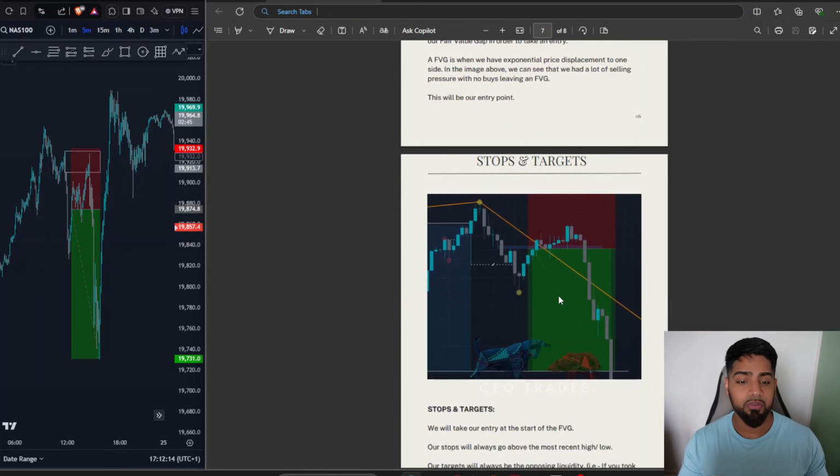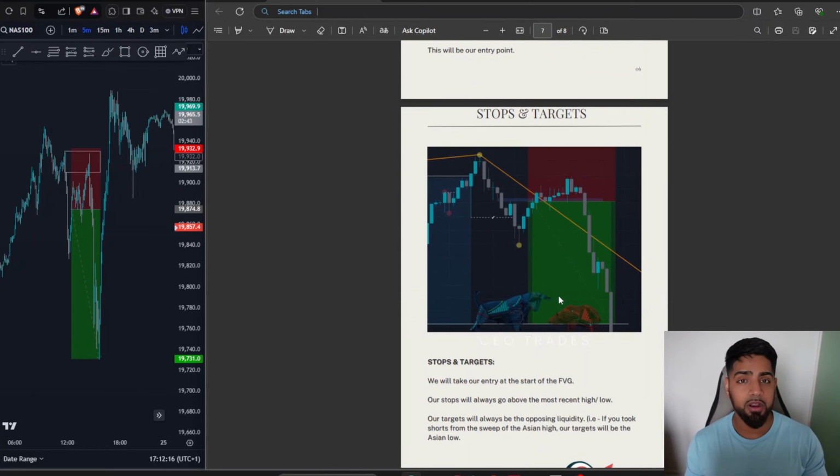Once we've got that, we then move on to the next step, which is where we are going to put our stop loss and our targets. Now, our stops always go above the most local low or high, and we always target the opposing liquidity, which in this case would be the Asia lows. However, if we swept the lows, then we would target the Asia highs.